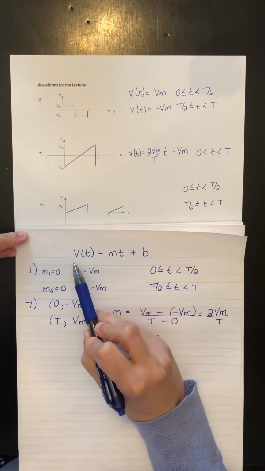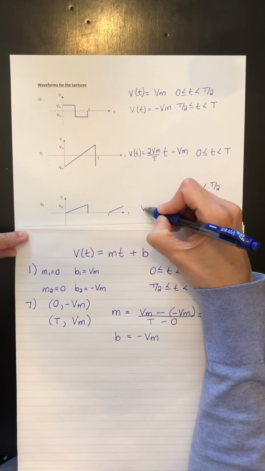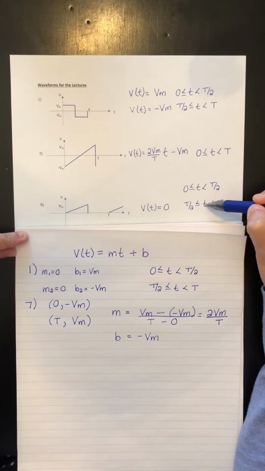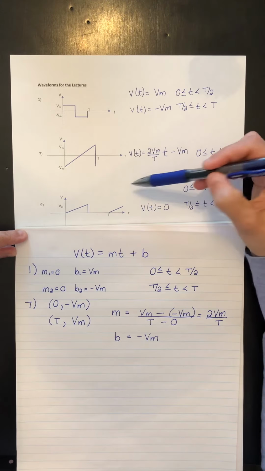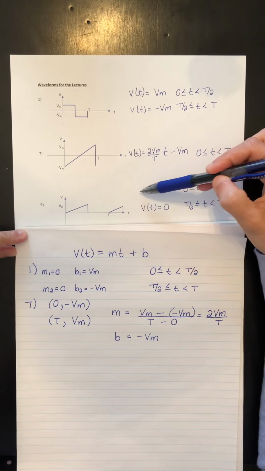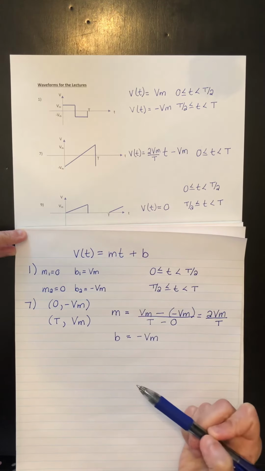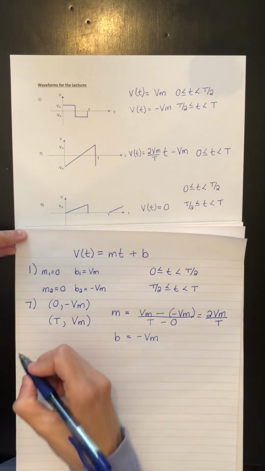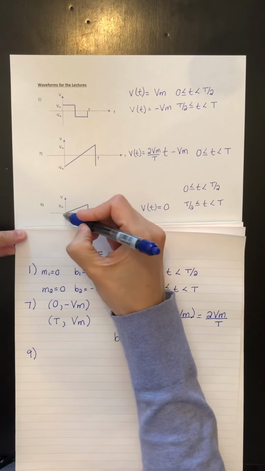Now, we already said that for the second piece here, we have nothing but 0. So we might as well write that V at t equals 0 when time is between capital T over 2 and t. So now I'm only missing the other voltage equation represented by this straight line here. Okay, so in coming up with the slope for number 9, again, I might want to use 2 points that are on the straight line.